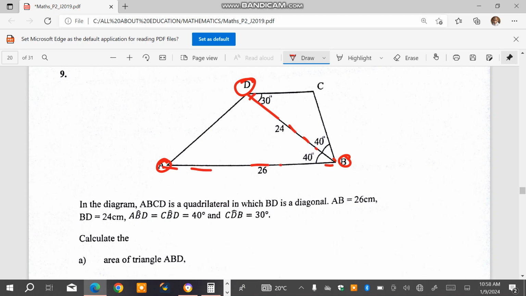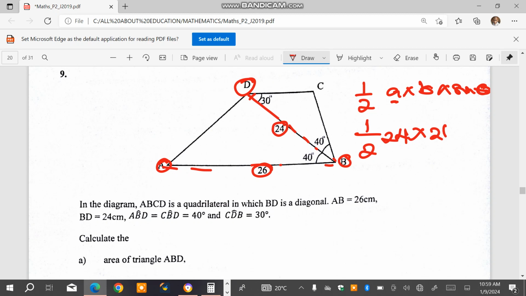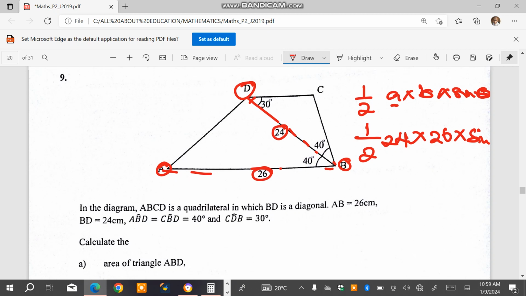So obviously the area of a triangle is just half times a times b times sine C, or sine theta. A is going to be the given side times b another given side. A and b are given sides in the question. So I'm going to say half times 24 times 26 times sine theta, where theta is 40, which is the given angle.